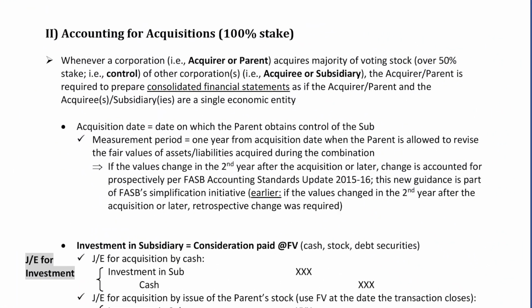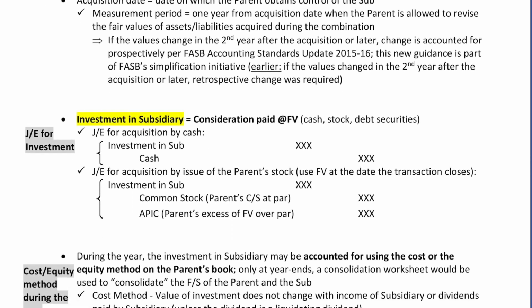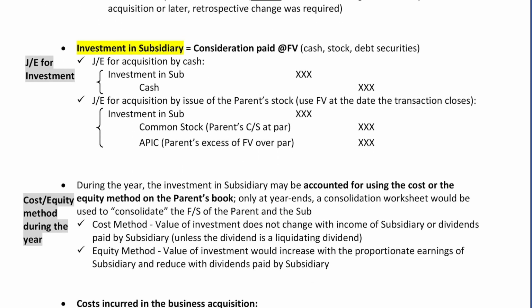Turn to page 4, where we're looking at the initial investment by the parent into the subsidiary. Highlight investment in sub. It could be an acquisition for cash, when cash goes out of the parent's books, or it could be an acquisition by issuance of the parent's equity. Now we know that during the year, the investment in sub may be accounted for using the cost or the equity method on the parent's books.